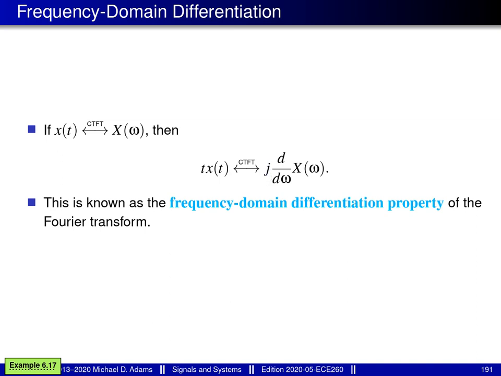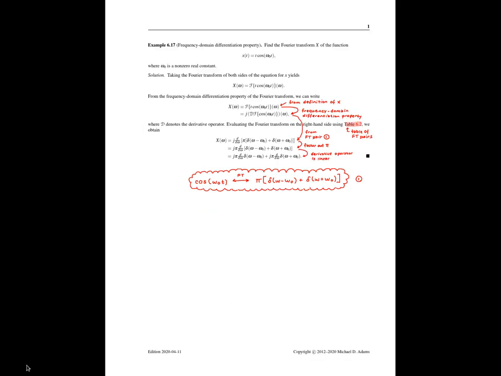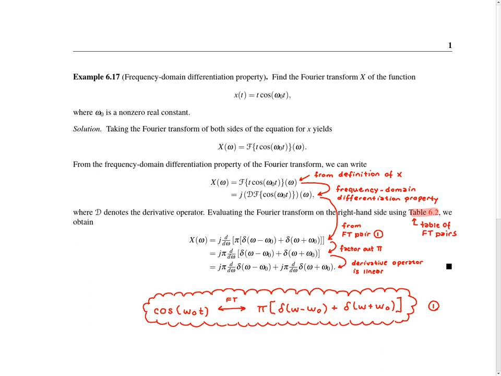Now I'd like to consider an example to illustrate how we can use the frequency domain differentiation property. And in particular, I'd like to consider example 6.17. In this example, we're asked to find the Fourier transform big X of the function little x, where little x is given by this particular function here, and omega naught is a non-zero real constant. So what we're going to do to begin with is take the Fourier transform of this equation, which gives us the line below, which is repeated on the next line here.